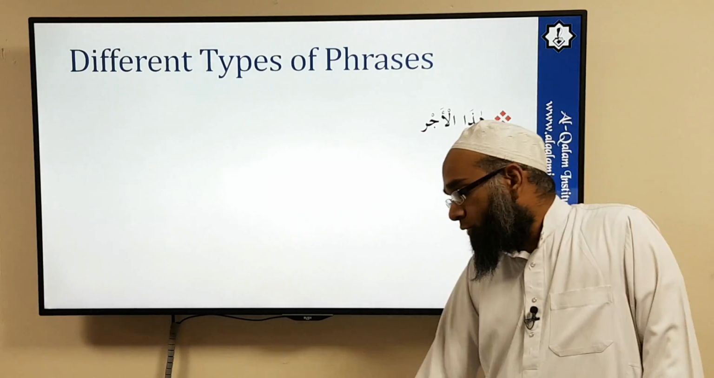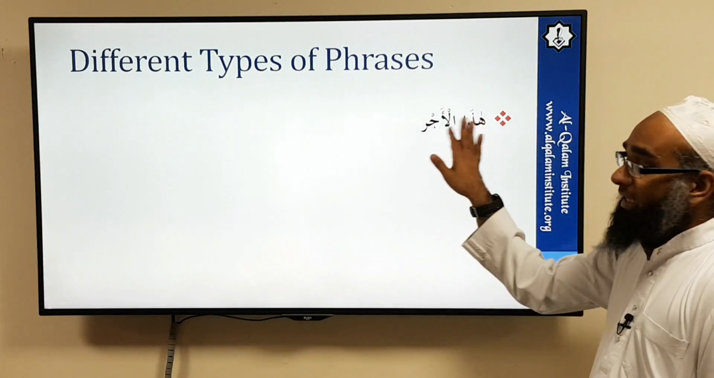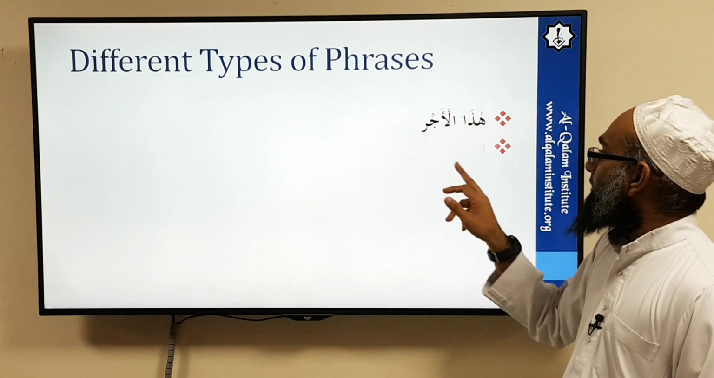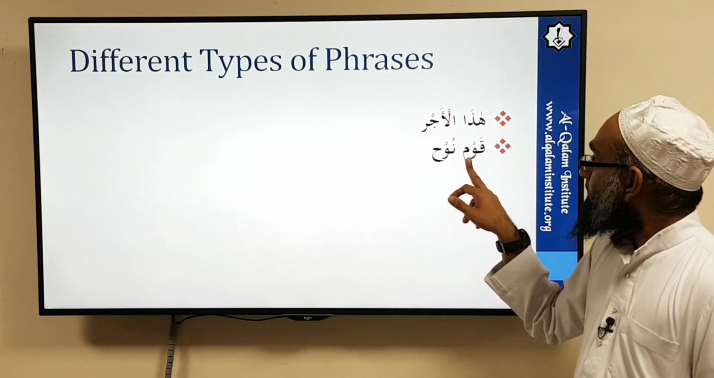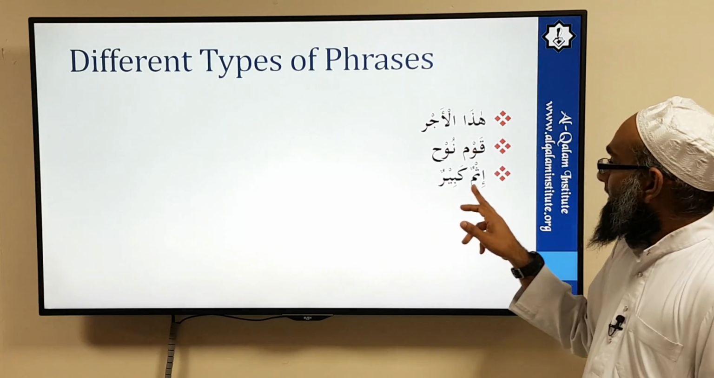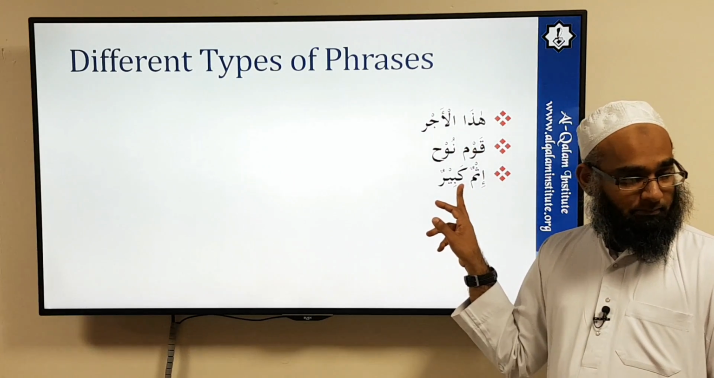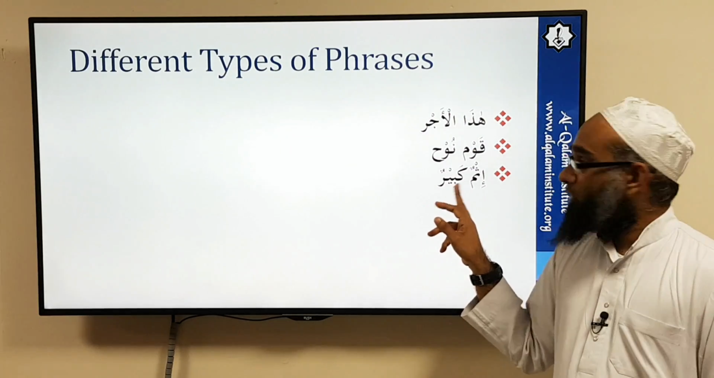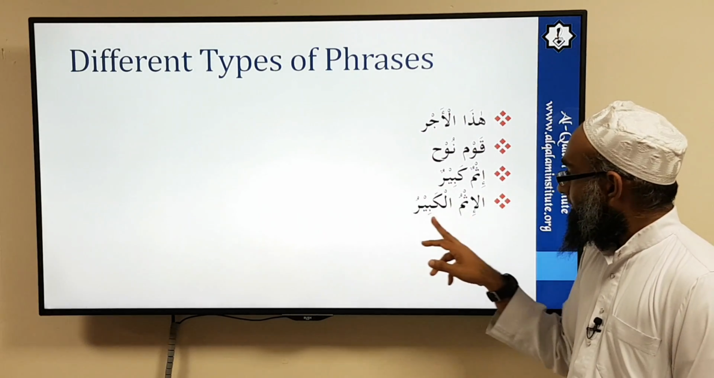Right. So now let's go through these again. So hadha al-ajr. What kind of phrase is this? Ismul ishara mushar ilayh. This one? Mudhaf ilayh. This one? They both match in the i'rab, so that would be mawsuf sifa. Mawsuf sifa, very good. This one?